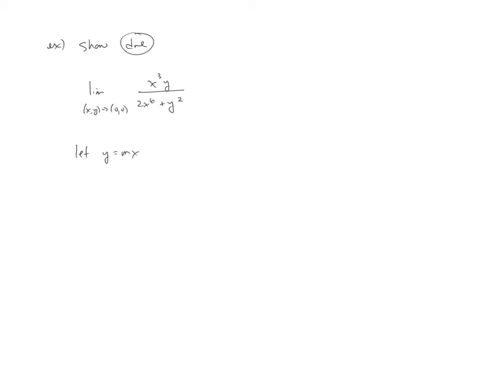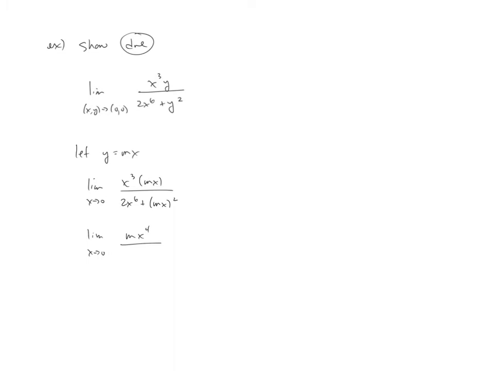So if y equals mx, then I'm going to go ahead and replace all of the y's up here with mx. In doing this, we're going to have a limit of x cubed times mx over 2x to the 6th plus mx quantity squared. And much like the last example, we don't have any y's, so it's perfectly reasonable just to write x approaching 0 now.